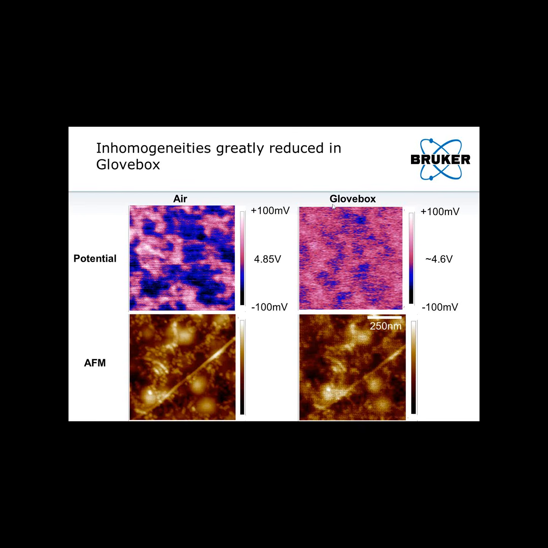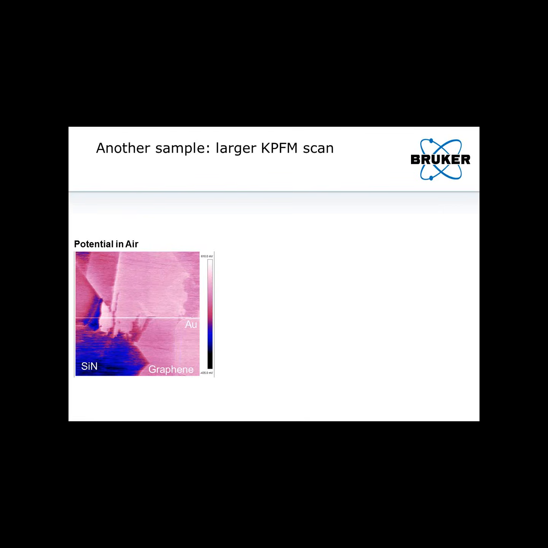But basically, the contrast is gone. It seems to have rearranged itself a little bit too. So this is another argument that graphene has changed in a significant way, and it has become more homogeneous, and it has become less conducting.